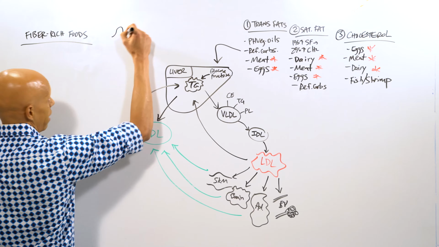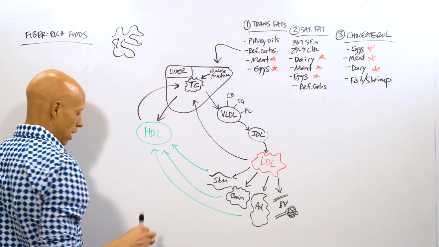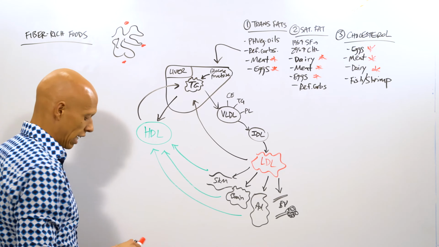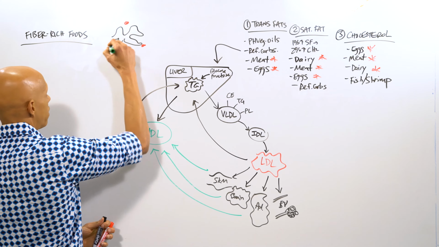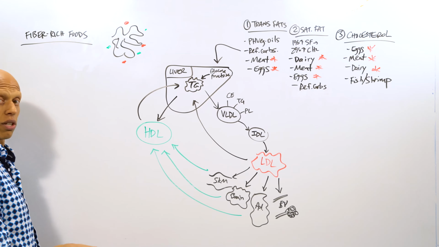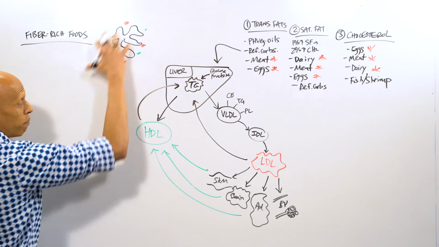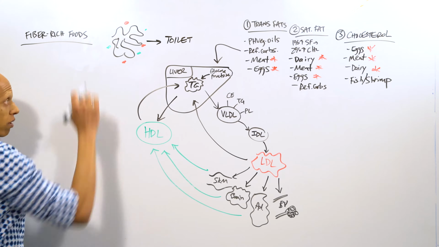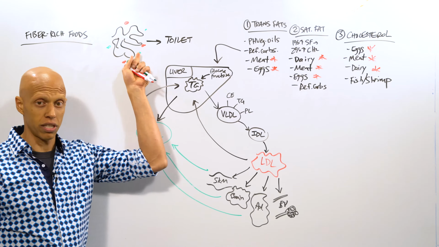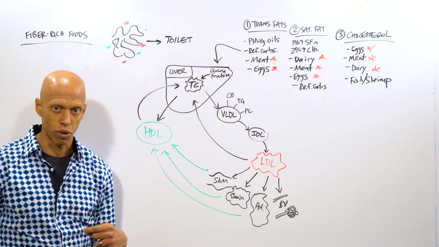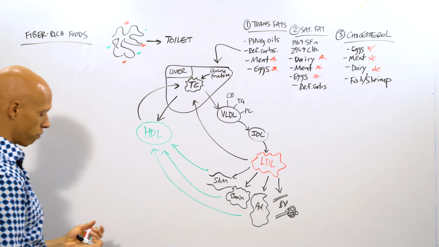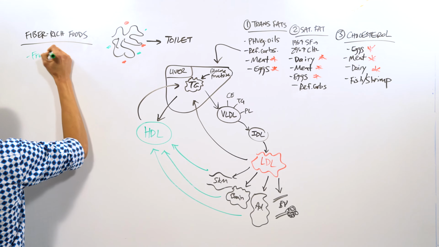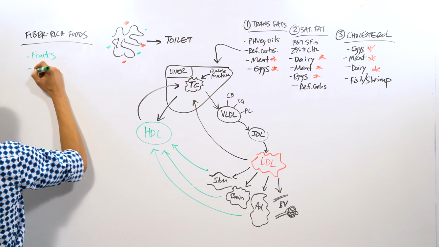And one of the ways that it does that is that when fiber is present in your food, it literally binds to cholesterol also present in your small intestine, and it binds to saturated fat that's present in your small intestine. As a result of binding these two classes of molecules, fiber, especially insoluble fiber, pulls these directly into the toilet so that they are not absorbed by enterocytes in your small intestine. So fiber-rich foods include fruits, and all fruits are included in this category.